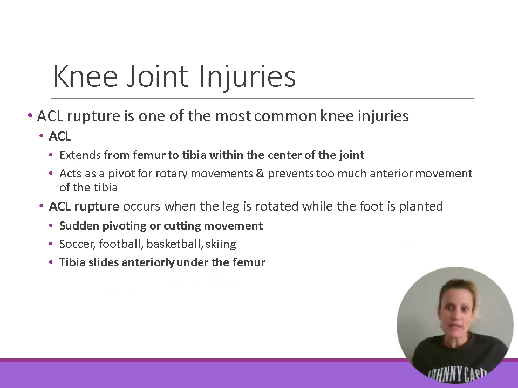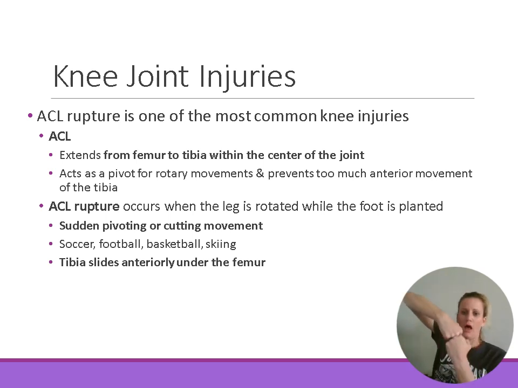The ACL is the anterior cruciate ligament. An ACL rupture is one of the most common knee joint injuries that we see, very common in athletes. The ACL, or anterior cruciate ligament, extends from the femur to the tibia within the center of the joint. So the cruciate ligaments are in the center of that joint capsule. There's one in front and one in back. This acts as a pivot for rotary movements and prevents too much anterior movement of the knee.